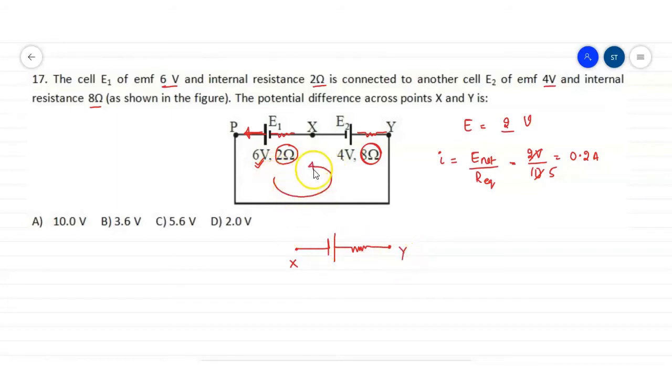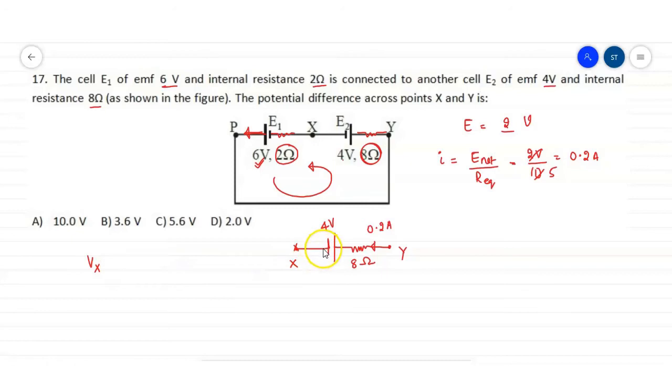Current is moving in anti-clockwise direction in this circuit. So current will be flowing in this direction. How much current is flowing? 0.2 amperes. This EMF is 4 volt and this internal resistance is 8 ohm. Now let us apply voltage analysis from X to Y. So I am starting from X. So here this will be Vx.